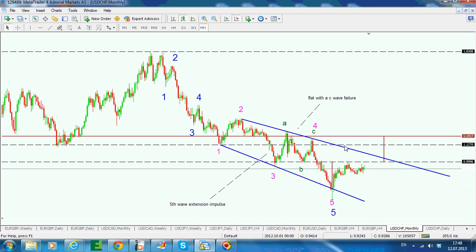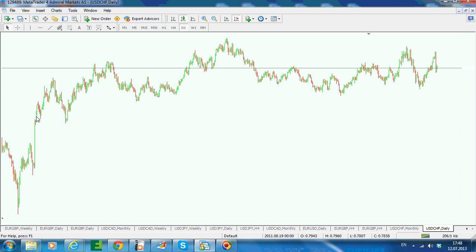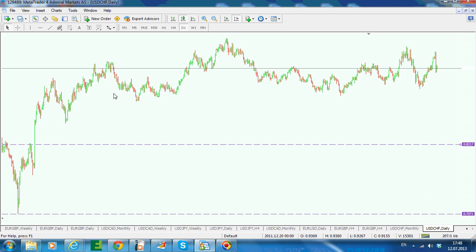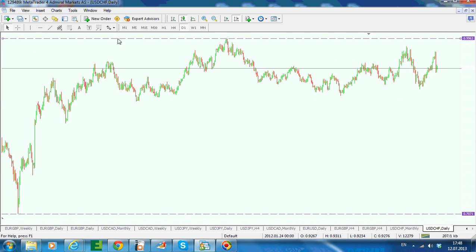Now what I would like to show you and focus on in this analysis is this move here, and we'll go on the daily chart. This daily chart on the US dollar Swiss franc represents that move that started from the lows here and goes to the highs here. So from the lows to the highs, this is the move.